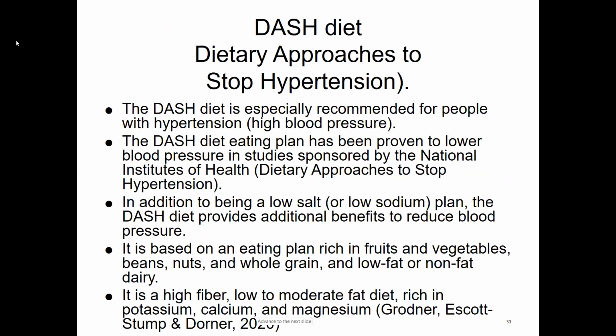I want to quickly hit the diets. I know we've gone over them. The DASH diet is Dietary Approaches to Stop Hypertension. So the DASH diet is recommended for people with high blood pressure. It's been proven to lower blood pressure. It's a low sodium plan, but it also is a diet that's rich in fruits and vegetables, beans, nuts, whole grains, low fat or non-fat.